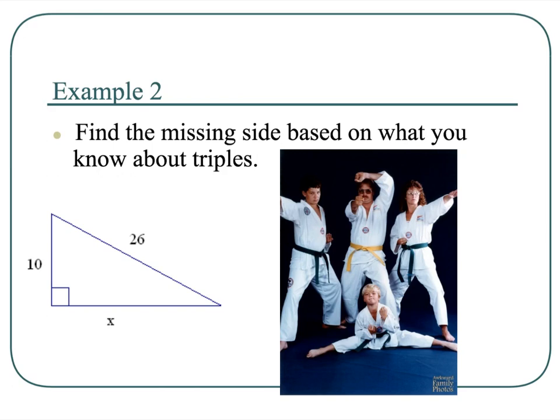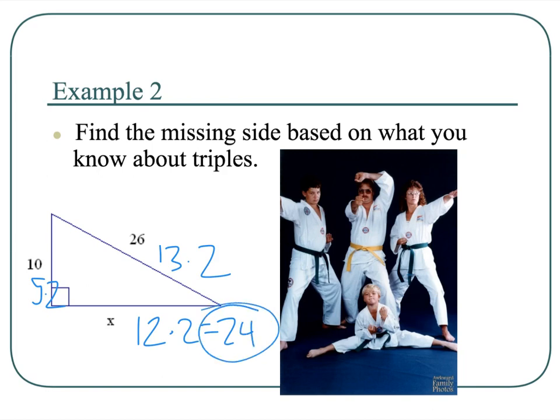All right. So this is actually 5 times 2. This is 13 times 2. So this needs to be 12 times 2, which is 24. Boom! It's a 5, 12, 13 triangle times 2. Everything been doubled.